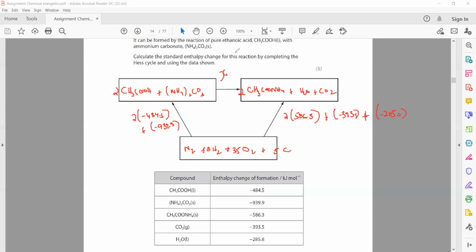So where the 2 arrows are pointing out, that is the start of the cycle. When you check, the arrows pointing out, that is our start of the cycle, the beginning. And where the 2 arrows are pointing in, that is the end of the cycle.